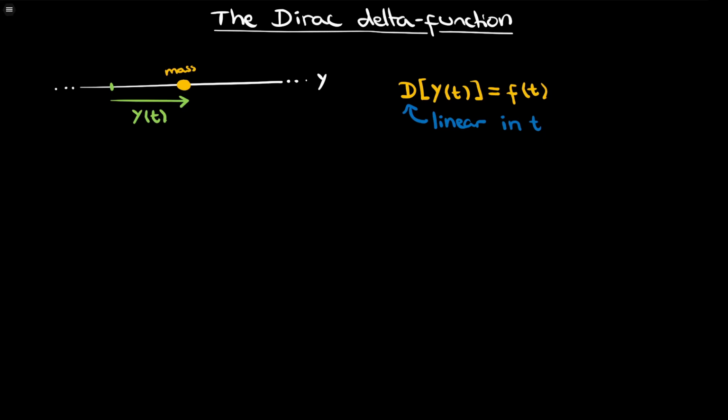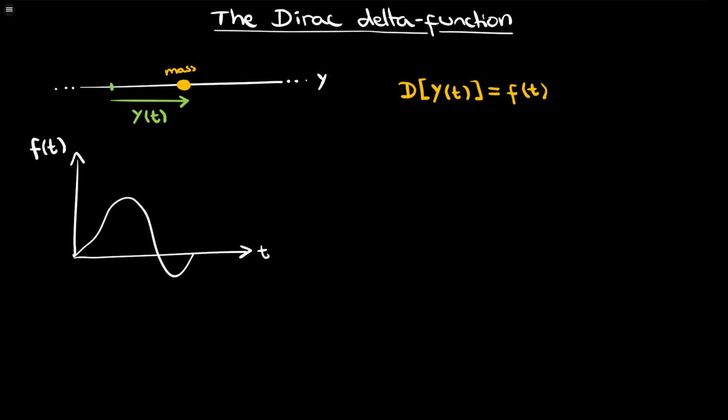And if D is a differential operator that is linear in t, we can write D as a sum of partial derivative operators in t multiplied by coefficient functions a sub n, which are functions of t. We want to solve for the position y, given any force function f. Let's consider this arbitrary force function.